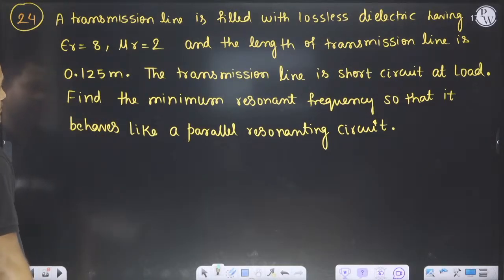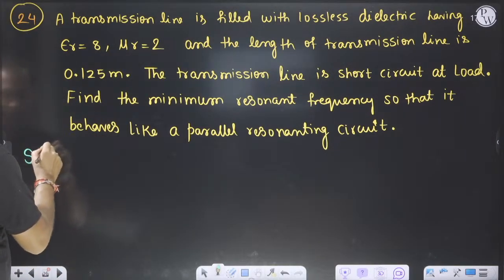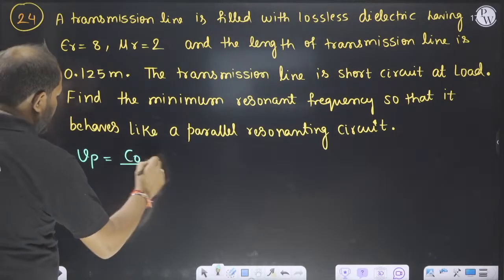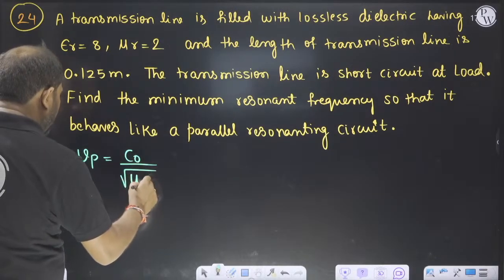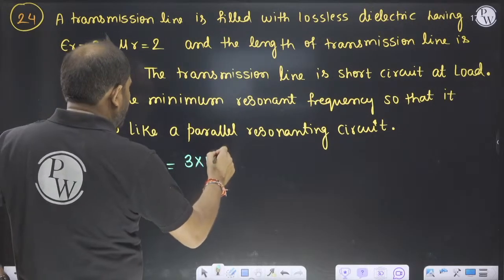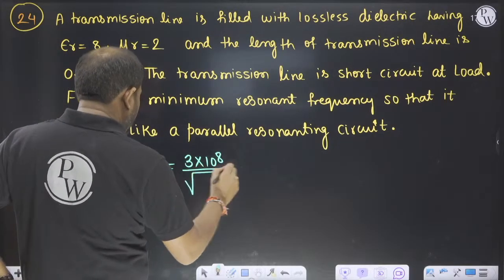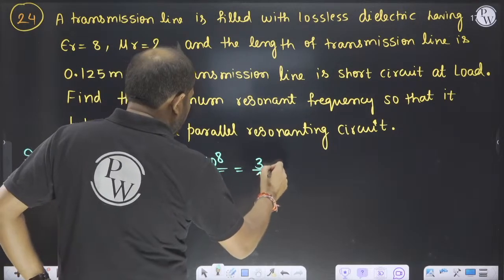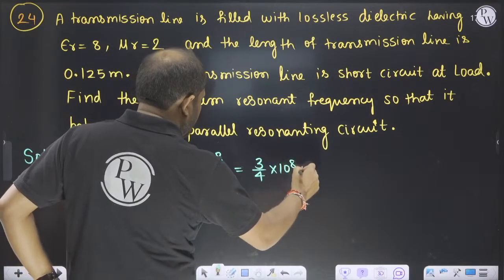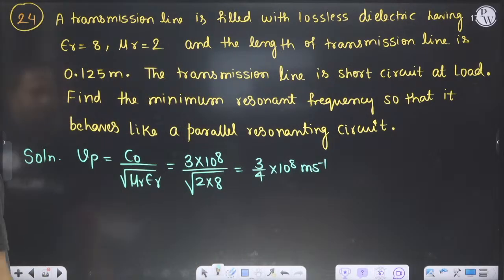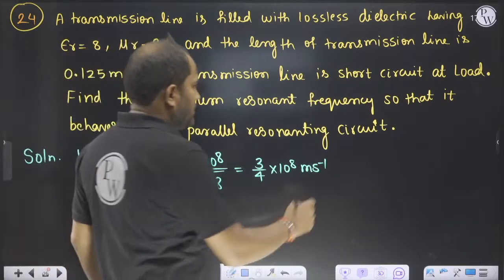So what will we do? First of all, we will calculate Vp, because Vp is most important here. C0 divided by the square root of mu r epsilon r. Why is it most important? Because epsilon r and mu r are given. So it will be 3 by 4 into 10 to the power 8 meter per second. Okay, the length is given. How much is the length?